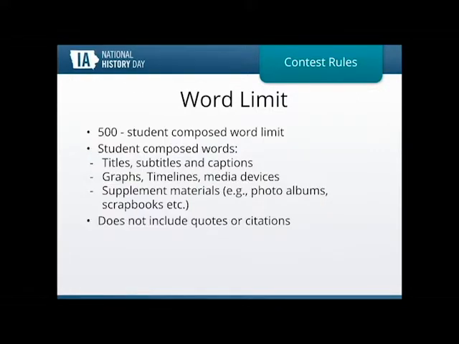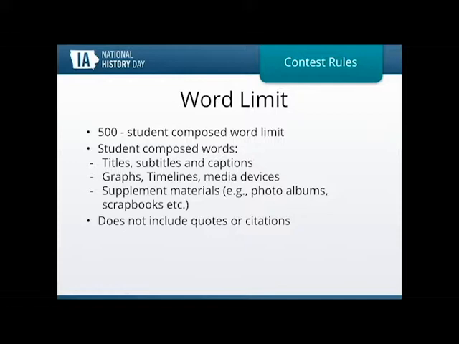Wonderful, thank you. So we're going to talk a little bit about the word limit. So there is a 500 word limit applied to all student composed text that appears on or as a part of the exhibit entry. So this includes text that you write for titles, subtitles, captions, graphs, timelines, media devices, or supplemental materials, such as photo albums, scrapbooks, etc. So this is where you're developing and writing your own words.